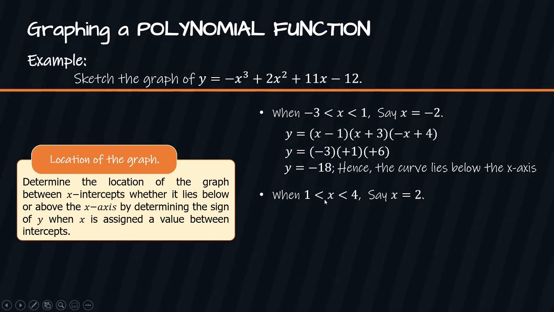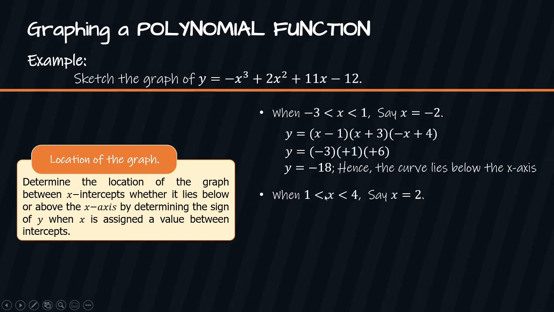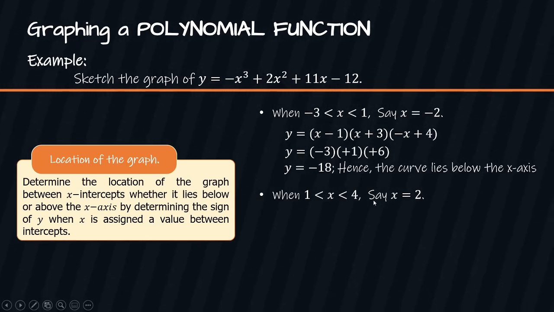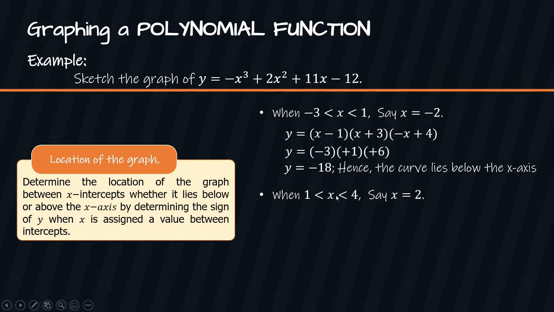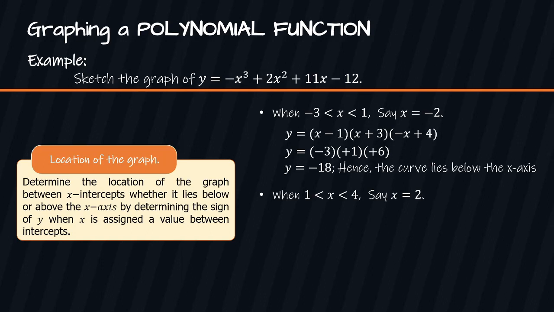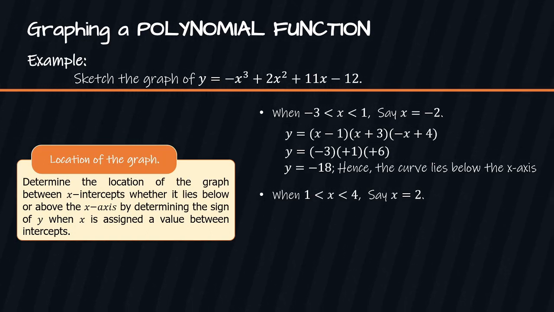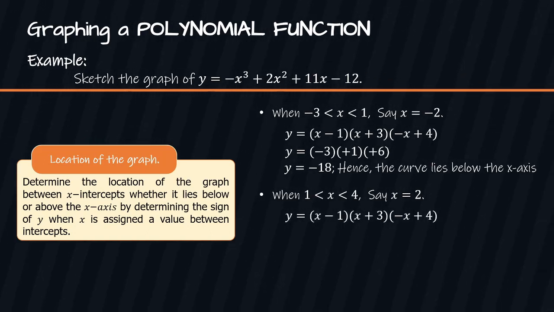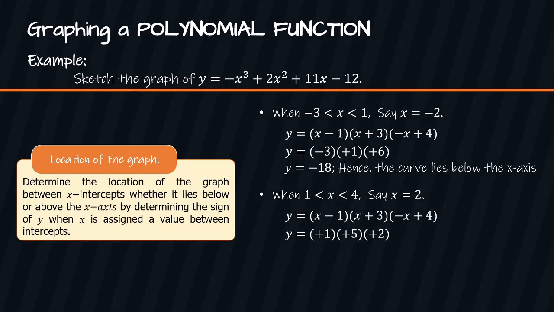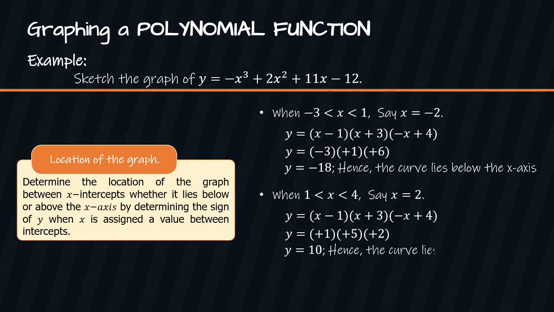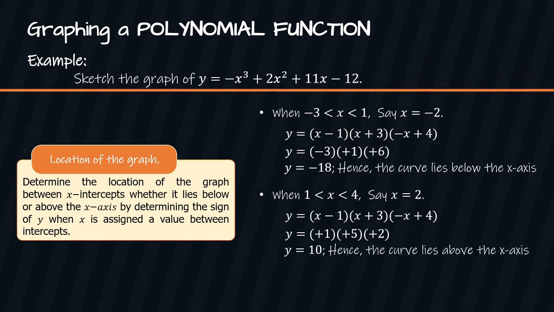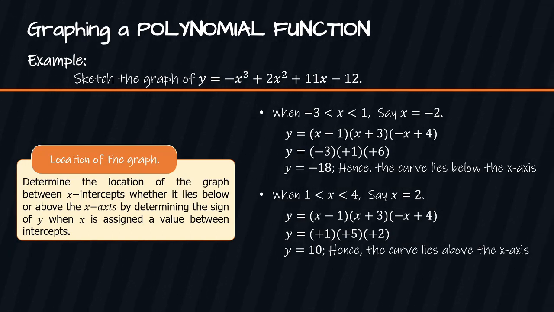When x is less than 4 but is greater than 1. Say x equals 2. Again, we could use the value of 3. So for this one, we'll be using x equals 2. By substitution, we get, therefore y is equal to a positive value. Hence, the curve lies above the x-axis.